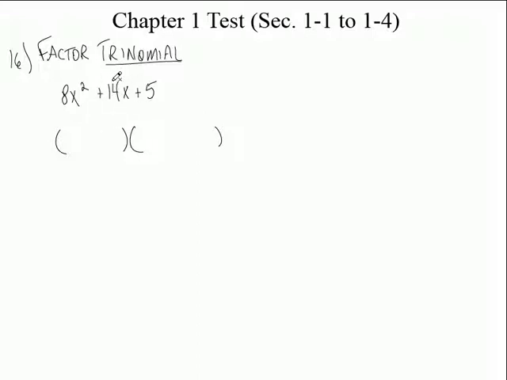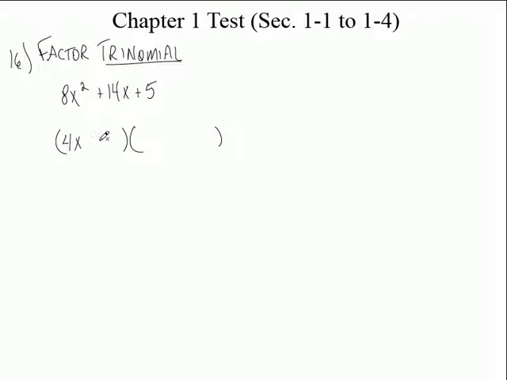So we have a couple ways to do this. If you remember, we had a guess and check method kind of way. I don't know if that was the official name for it, but that's what I called it. So we have to figure out what times what is going to give you 8x squared. We have 8 times 1, 2 times 4, or you could switch it around. You can go 1 times 8, or you could go 4 times 2. Let's just go 4 times 2.